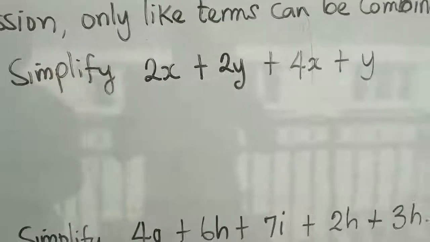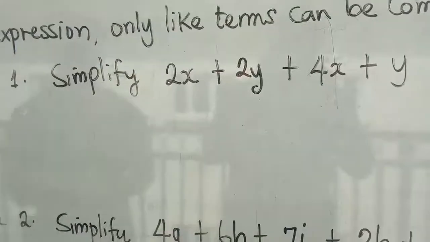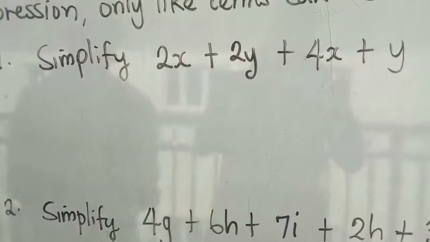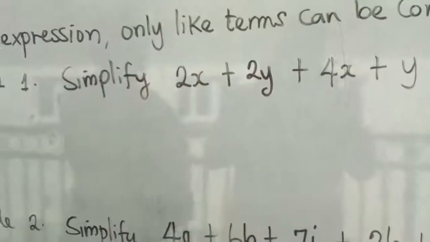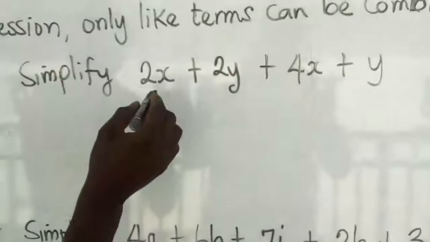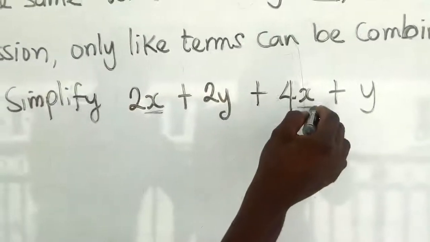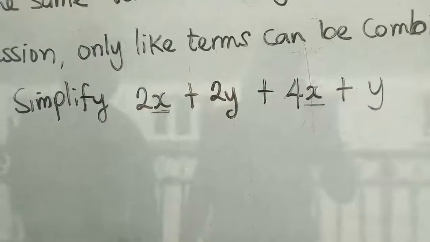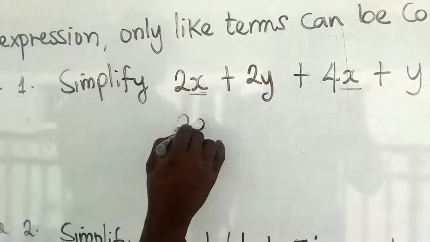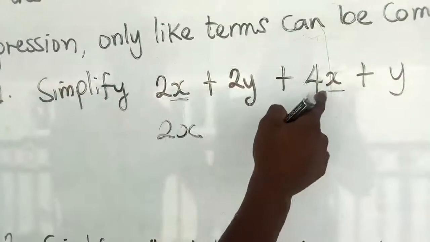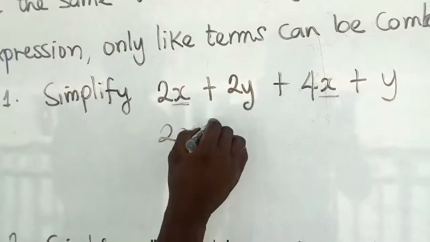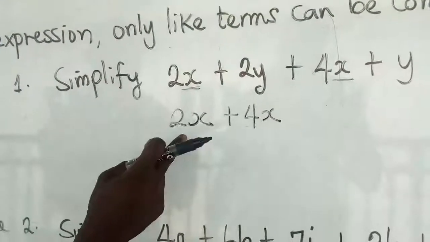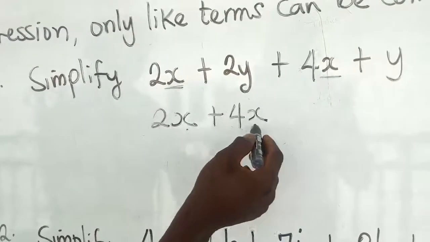How do you simplify this type of expression? First thing is to bring the like terms together. You collect the like terms together. Now, which terms are the same here? We have x here, we have x here. These are the two terms that are alike. So you bring them together: 2x, and don't forget the coefficient of the second x is plus 4. So you have plus 4x. Now you have like terms, x and x.